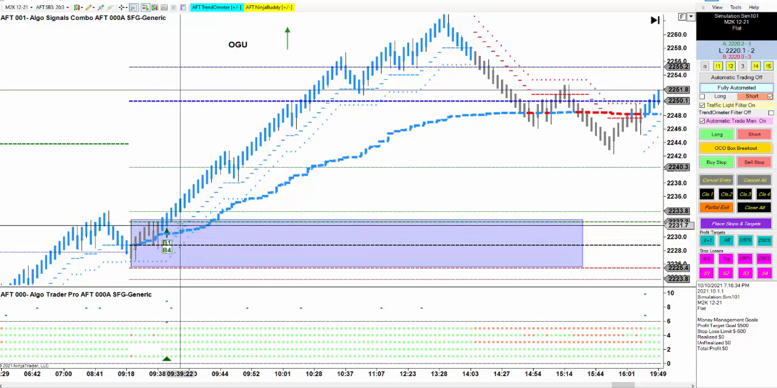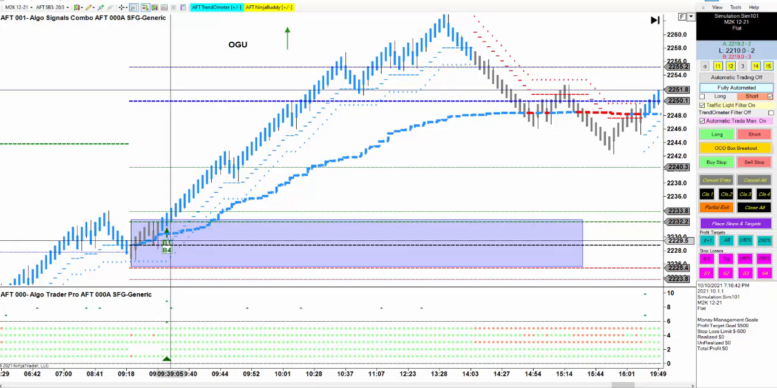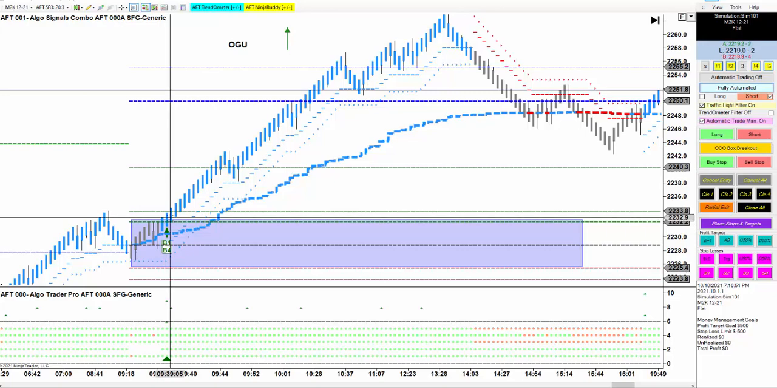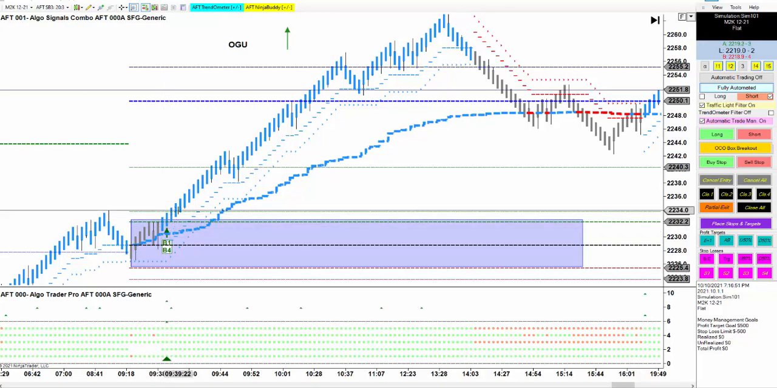This is the M2K, the micro contract on the Russell. And this is Thursday's trading action. I wanted to take a look at Thursday in particular to see how we handled that particular day. But some of the other components here is we have to see, in order for the system to generate an automatic trade, that the market is breaking out of that no trade zone.